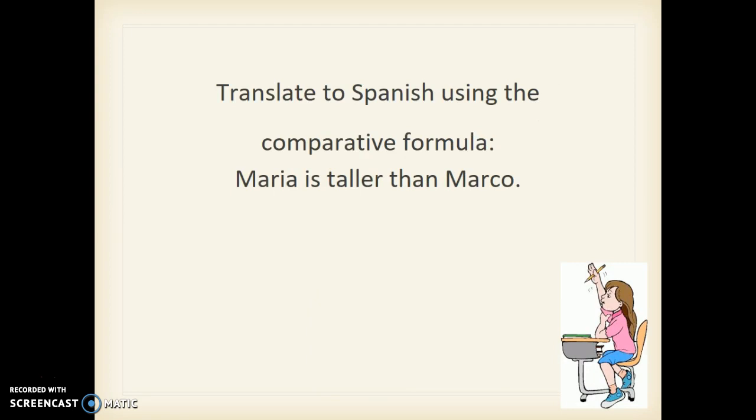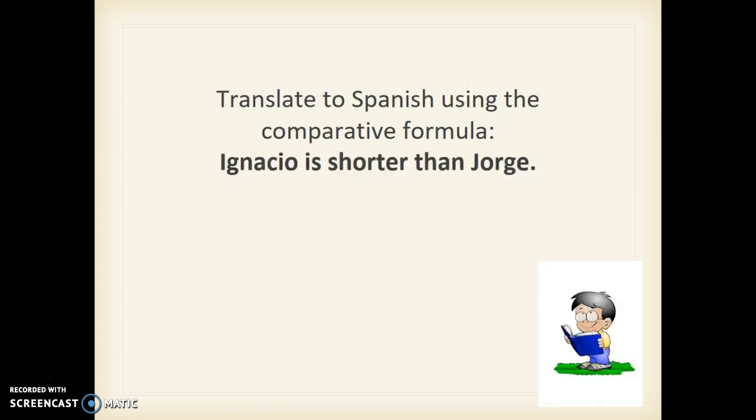Okay, now let's have some practice sentences. And really, guys, try to pause the video and do them. Using this sentence in regards to a comparative, use the comparative formula. How would we translate Maria is taller than Marco? Pause the video, see if you can get it. The answer is Maria es más alta que Marco. Again, we have más or menos, our adjective, and then que.